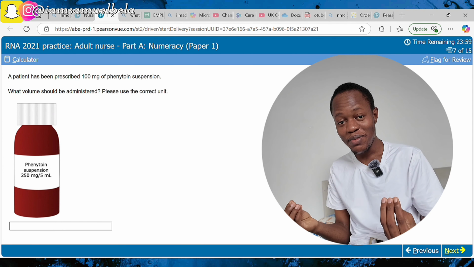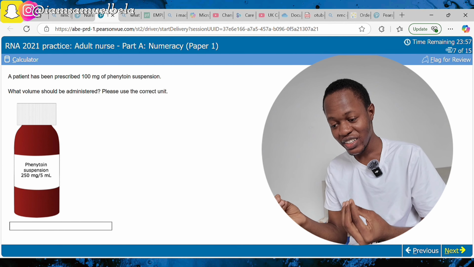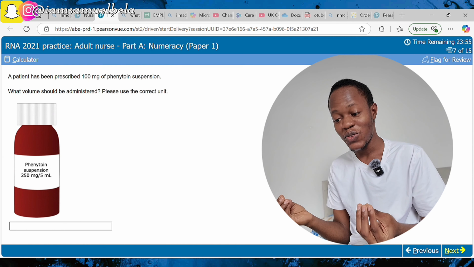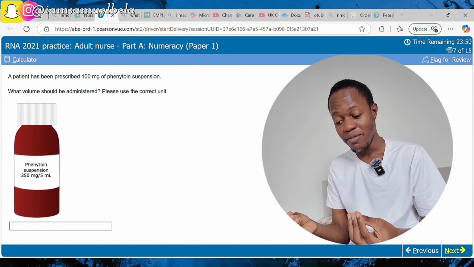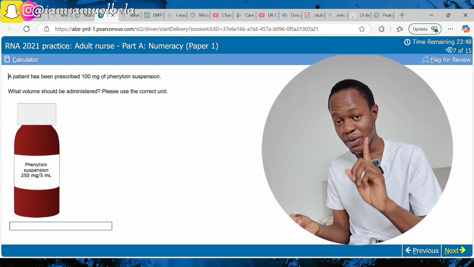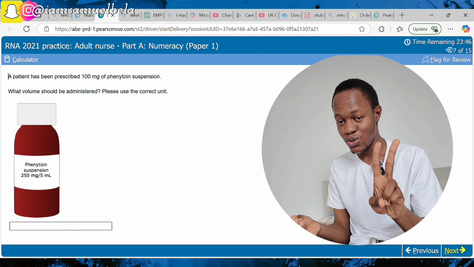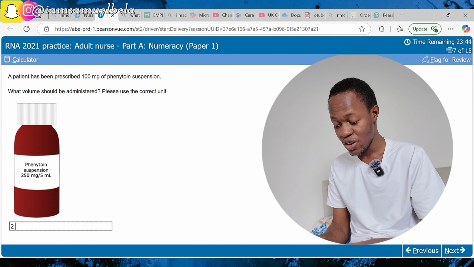And then since 50 milligram is equal to 1 ml, how many mils will give us 100 milligram? Since we have 50 milligram in 1 mil, 50 times 2 will give us 100. So we are going to give 2 mil.